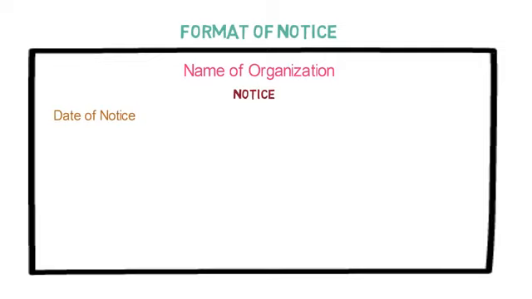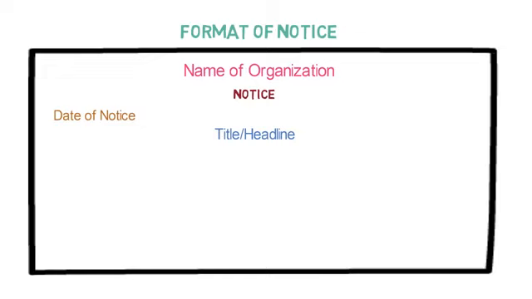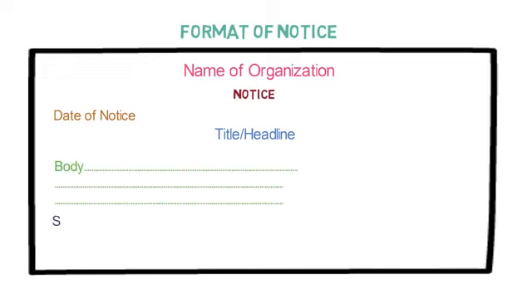Then below it, in the middle, write the title of the notice. Then below it, the body of the notice comes. And after the body is completed, the signature, name and designation of the issuing authority come. So this is the exact format.